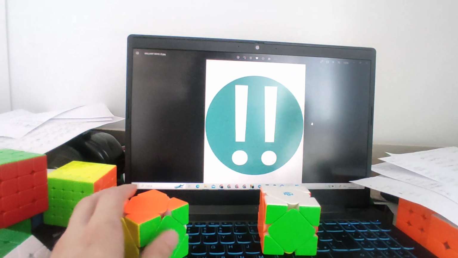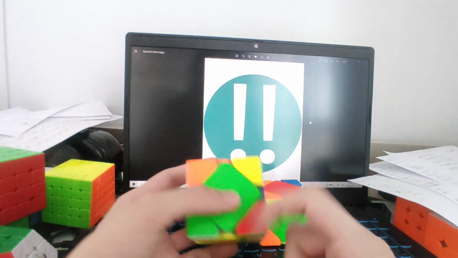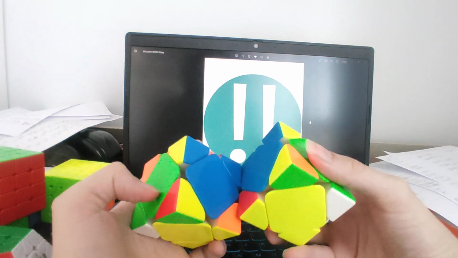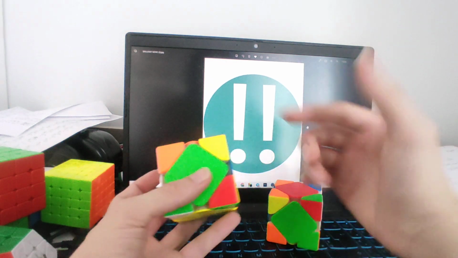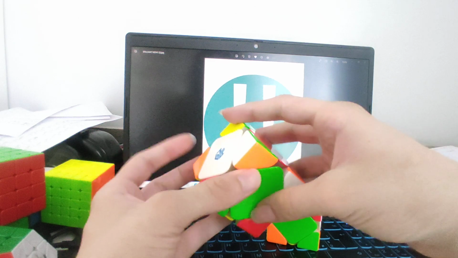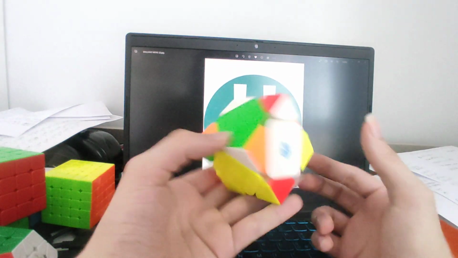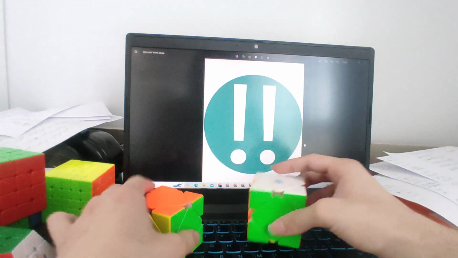Right, last two cases. Alright, we end with two very boring cases. So yeah, this kind of ugly pattern. But here you can actually insert that here, and you got a 4 mover. Same thing here. You insert that, 4 mover.